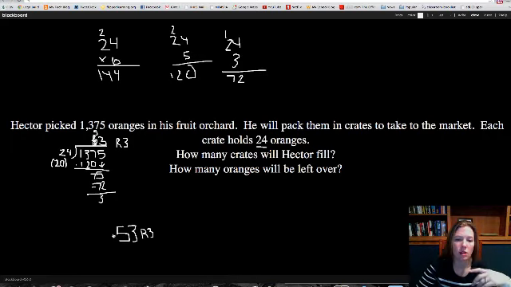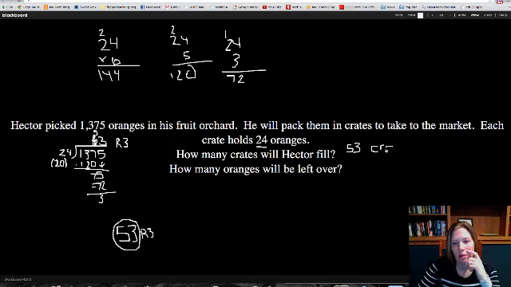So the question, there were actually 2. How many crates will Hector fill? So how many of those will he fill completely? That would be this number right here. So he would fill 53 crates. And then the next question is, how many does he have left over? Well, that's my remainder. So he will have 3 left over.